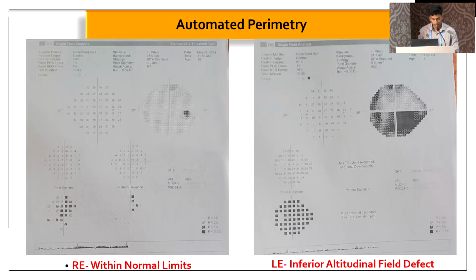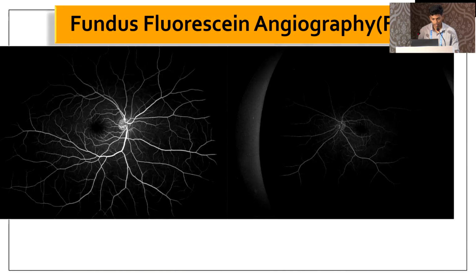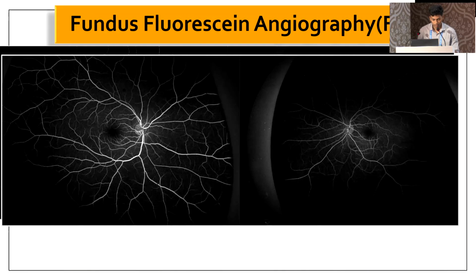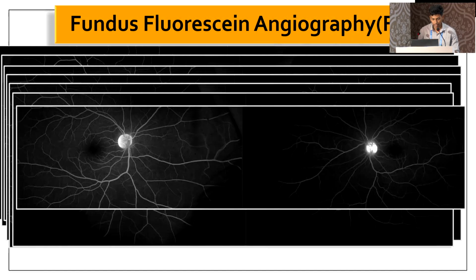Perimetry showed the right eye within normal limits, and in the left eye an inferior altitudinal defect was seen. On fundus fluorescein angiography, the right eye showed retinal circulation within normal limits, whereas the left eye showed disc leakage in the late phase.